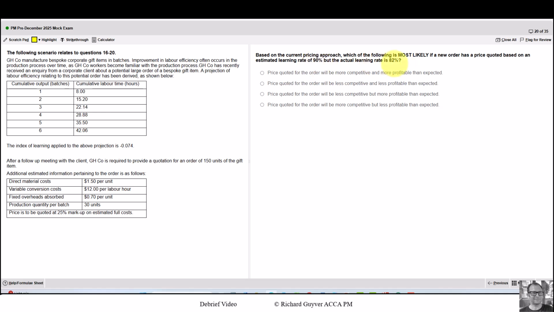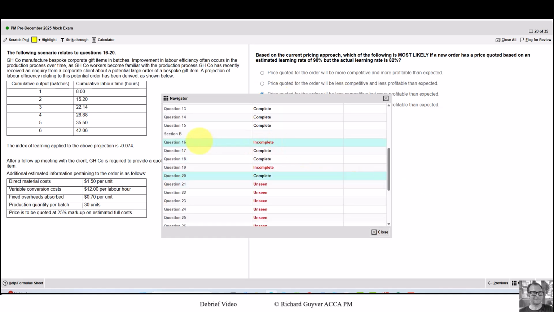When they actually come to production, the improvement in the rate of production will be faster than they estimated. If it's faster than they estimated, that means they'll need fewer hours and therefore it's more profitable. So we can eliminate answers 2 and 4. However, they would have quoted based on the 90%, so that would be less competitive. So the correct answer is this one.